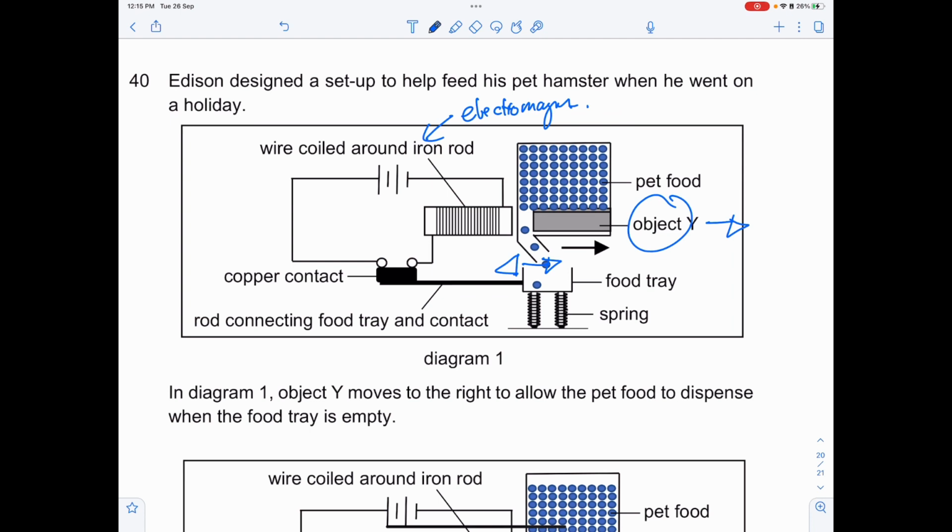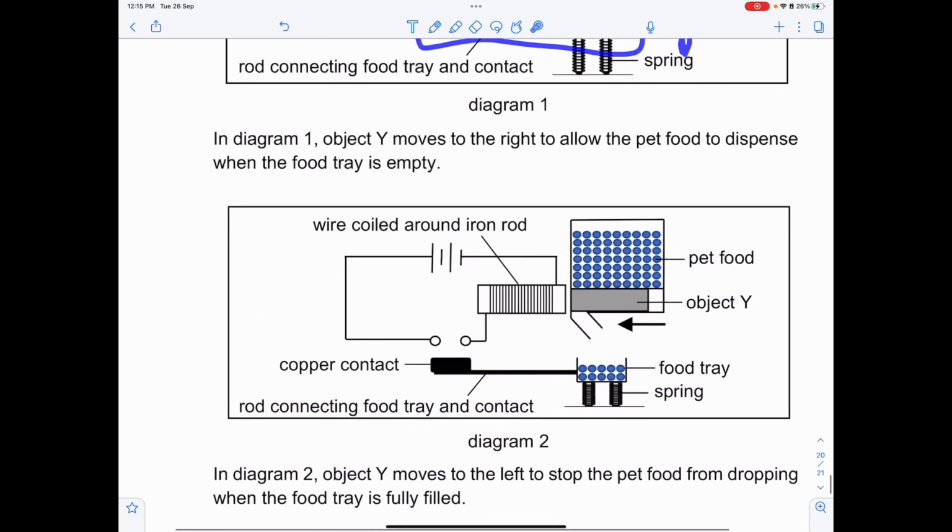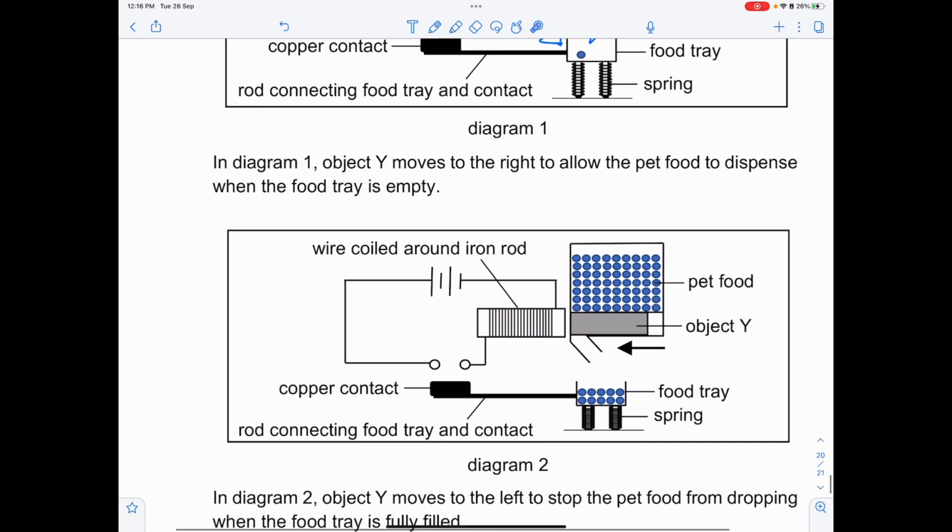So what happens is that when your food tray is now fully filled with food, the mass increases. And so this mass acts on the spring and compresses it. The whole system then goes downwards. And what will happen is, as you can see, there is a gap. So when there is a gap, this is no longer activated, and then your object Y moves back into position.